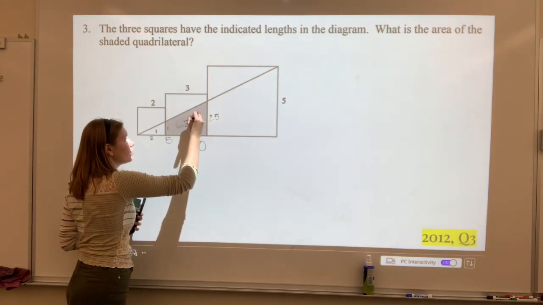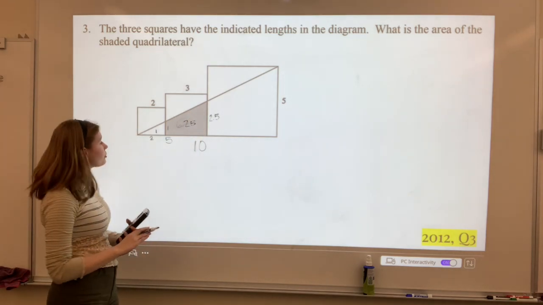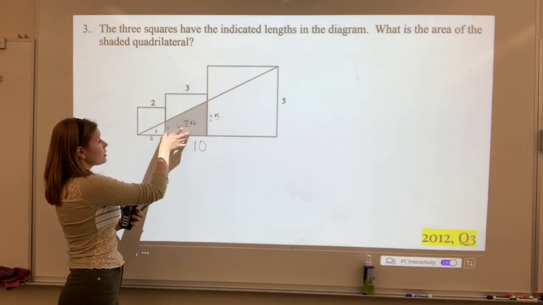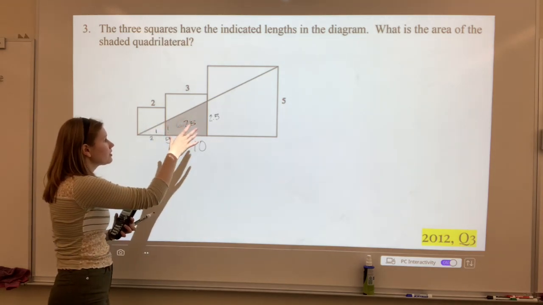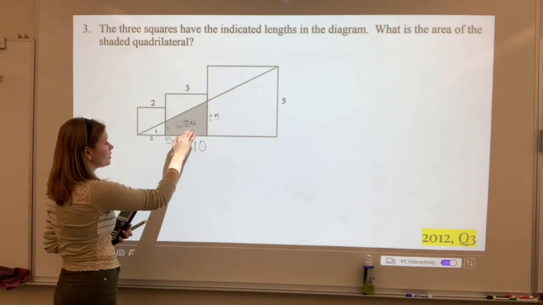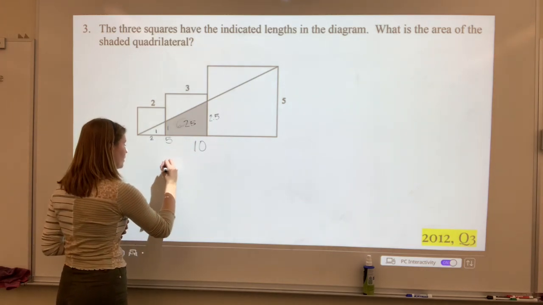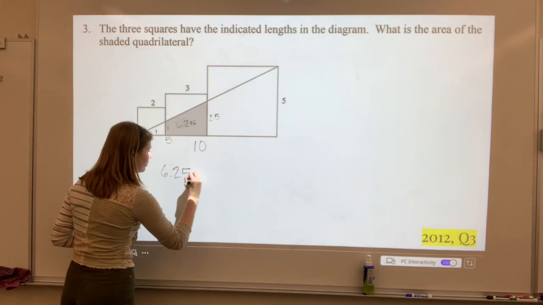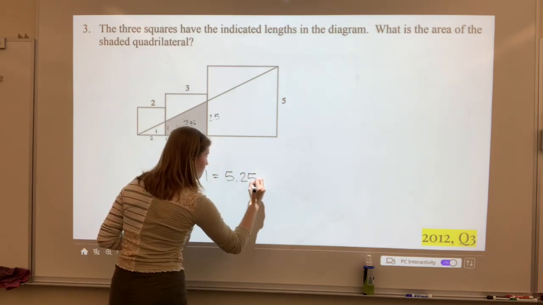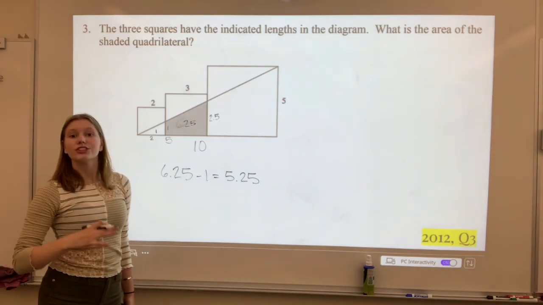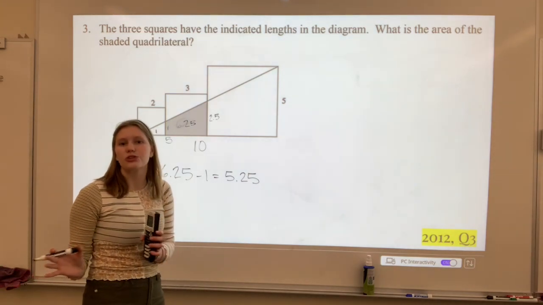Now, all we have to do from here is subtract the small area, the unshaded region, from the larger region to find the area of just the gray region. So we have 6.25 minus 1, 5.25. So there we have our answer. Now I'm going to explain a different approach you could have taken.